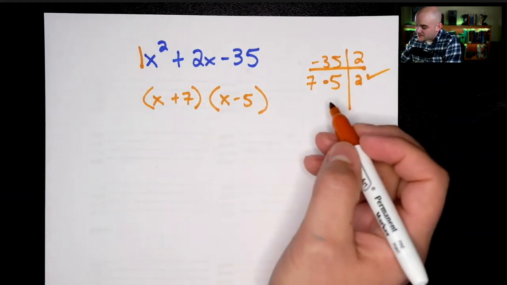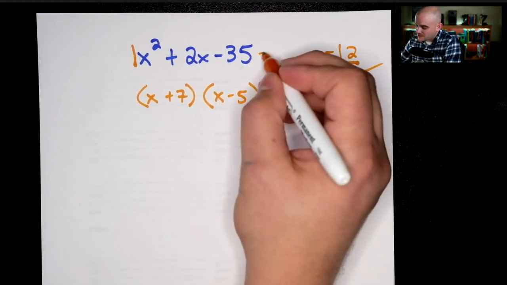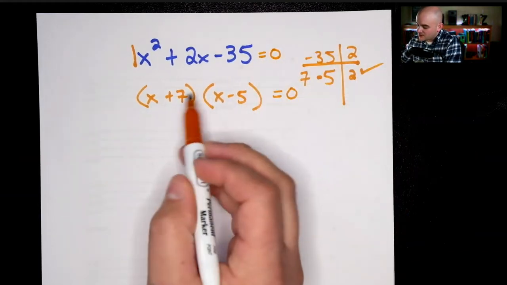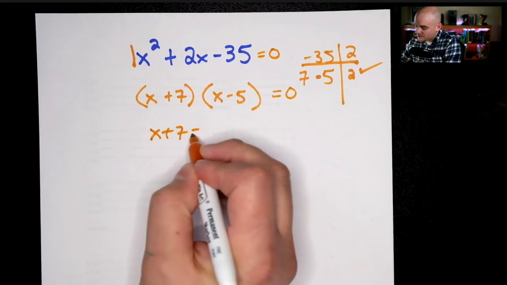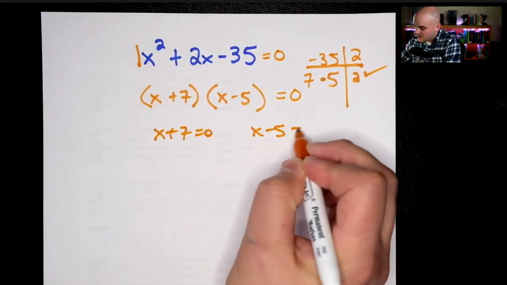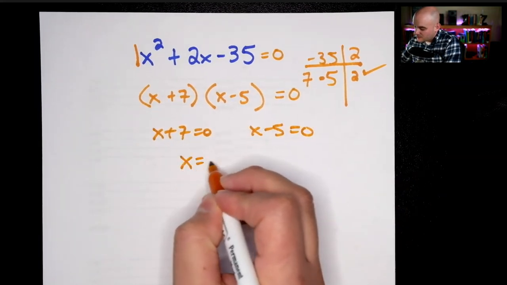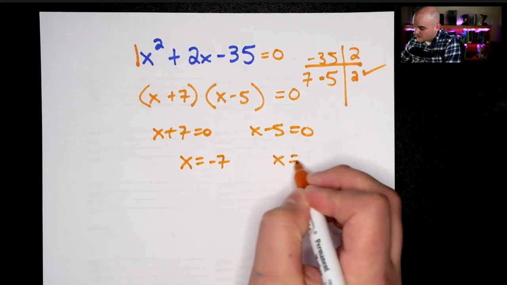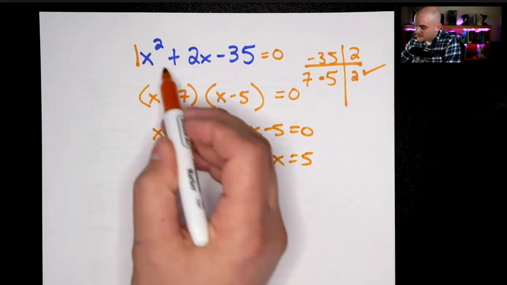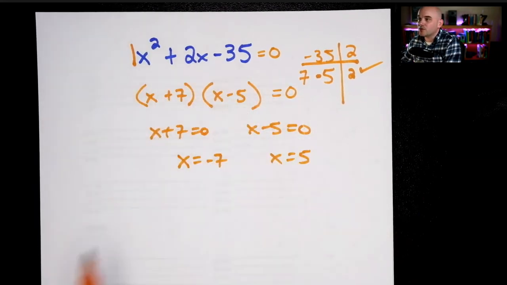So to find the zeros of the function, I'm going to set the whole function equal to 0. And so that means either x plus 7 equals 0, or x minus 5 equals 0. And then I get negative 7 and positive 5. These are the things that make this, written in blue, go to 0.